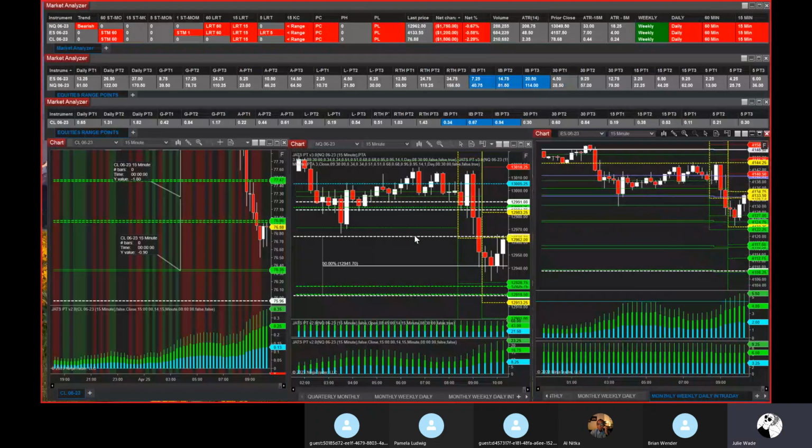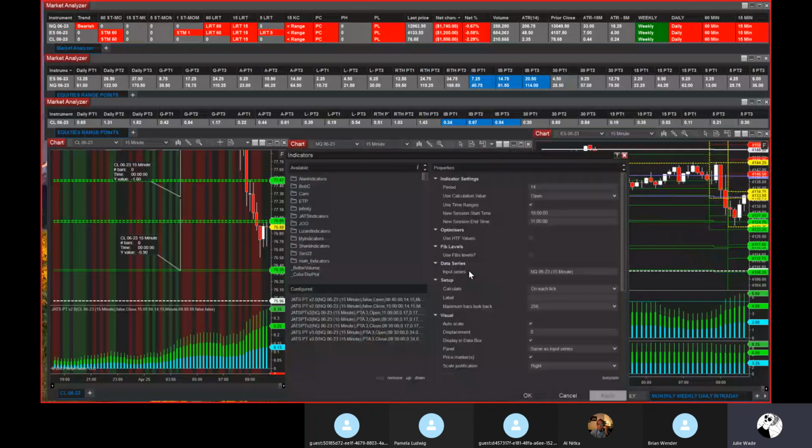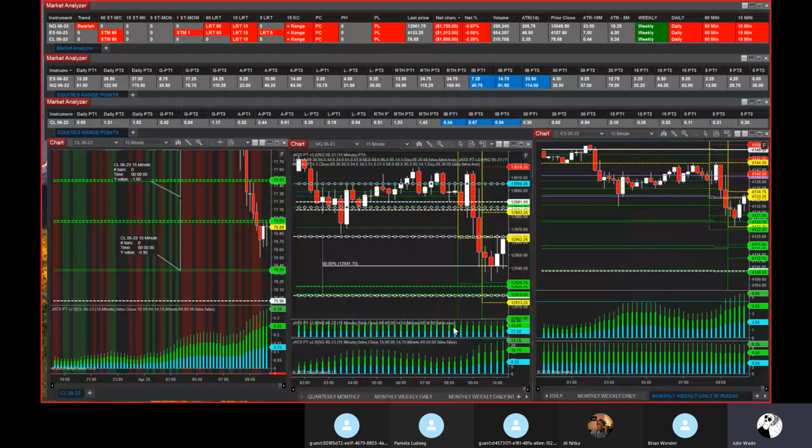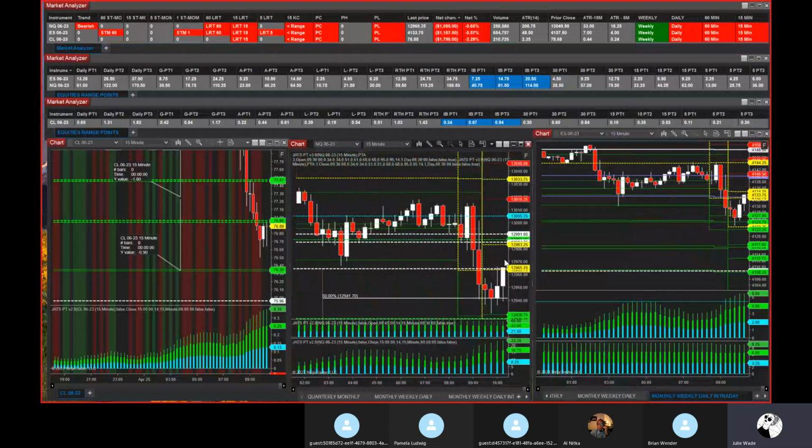But NQ can't get past its 15-minute range, or its hourly range, the hourly one. So once it goes on top of that, it's going to be a little bullish, going back to this PT1 up here at 12,983.25. PT1 is blocking it.